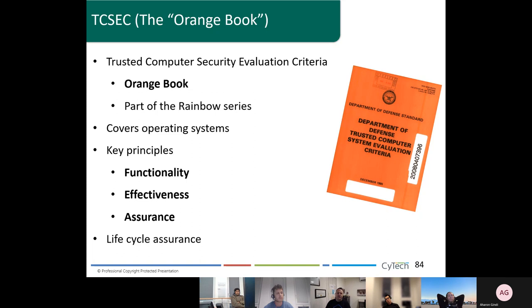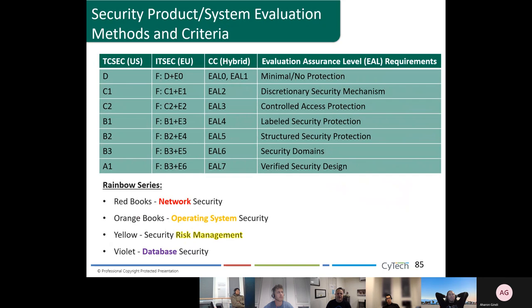They say, for the part that you manufacture for me, I need you to have TCSEC criteria of level D or level EAL 0. And what it means is that for this part that you manufacture for me, I don't need security from you. Don't worry about security. I'll do it myself.